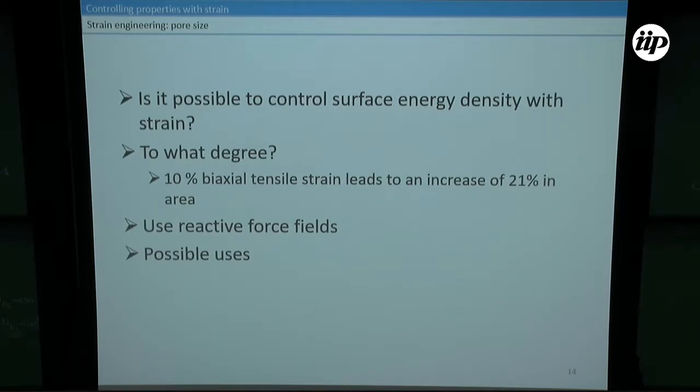And this is very qualitative, but we show that we can actually do this. It's interesting to know to what degree you can control that kind of surface energy density. For example, for the case that I showed, they applied around 10% biaxial tensile strain, so you can think you get about a 20% increase in area. But I can also get a higher area increase than that.